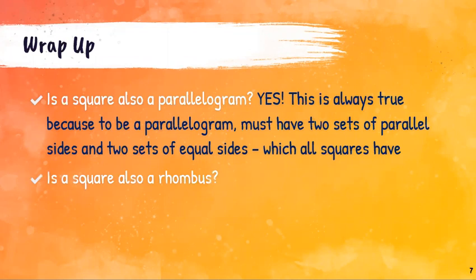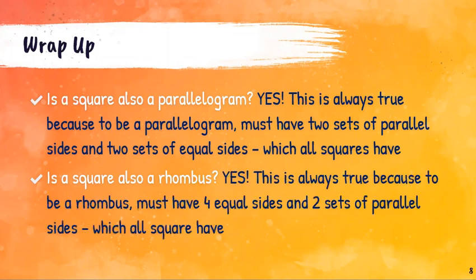All right, what about this one? Is a square also a rhombus? Could we say that a square is also a rhombus? Yes, this is always true as well, because to be a rhombus, a shape must have 4 equal sides and 2 sets of parallel sides, which all squares have. I mean, a little boo-boo, I should have squares there.